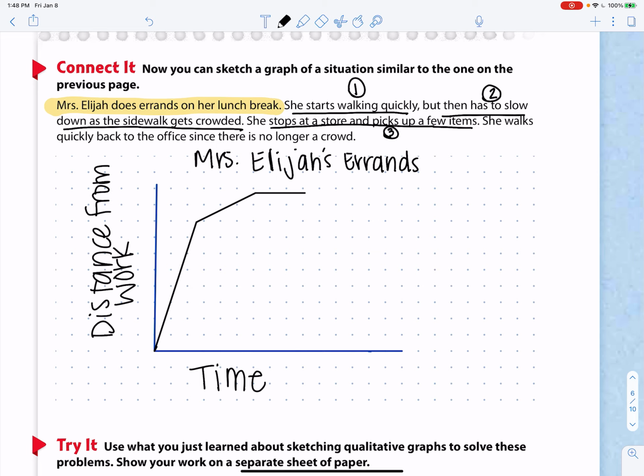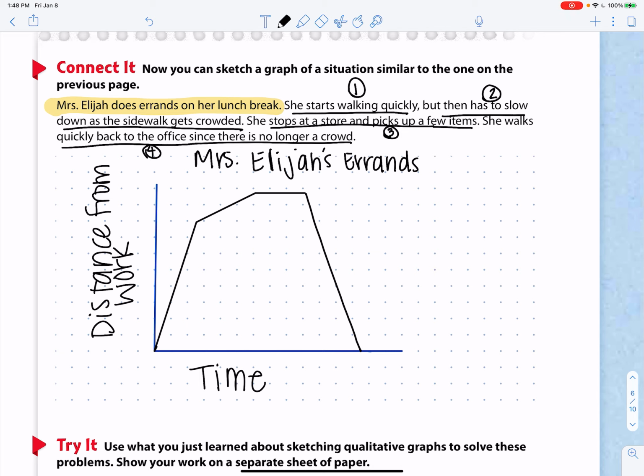And then finally, she quickly walks back to the office since there's no longer a crowd. So she goes back to the office. So that means if she's back at work, that means that our graph should go right back to 0. And they said she quickly did that. So we're going to make it like that.